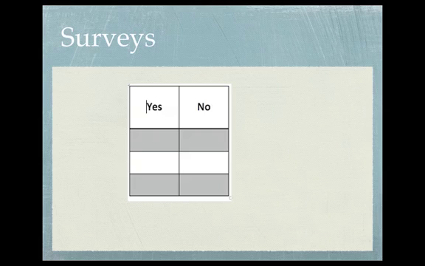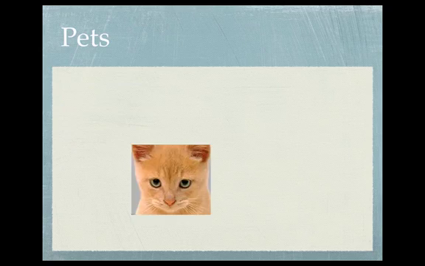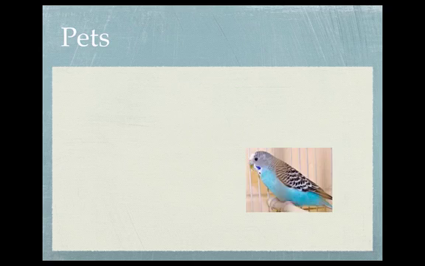Yes and no surveys are the easiest to start with. You can ask questions like, "Do you have a pet?" and get yeses and nos and represent that in a table. You can even use a graph to indicate who's present every day. Later, as children get used to yes and no questions, you can begin to ask more complicated questions like, "Do you have a dog, a cat, a gerbil, or a bird for a pet?"